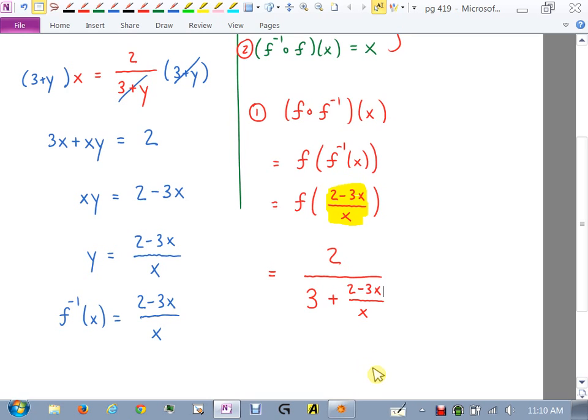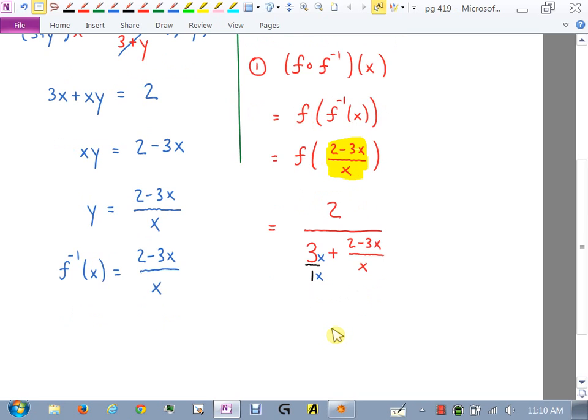So we need to get these two fractions together. So I look at that 3 as really being a 3 over 1, right? And now I say I need a common denominator between these two, so I multiply top and bottom here by x. So x up here, x down here. That makes sense? And now, since they have the same denominator, I should be able to add them together.